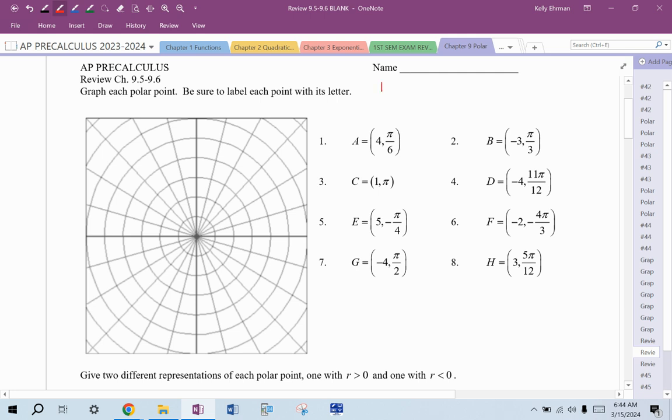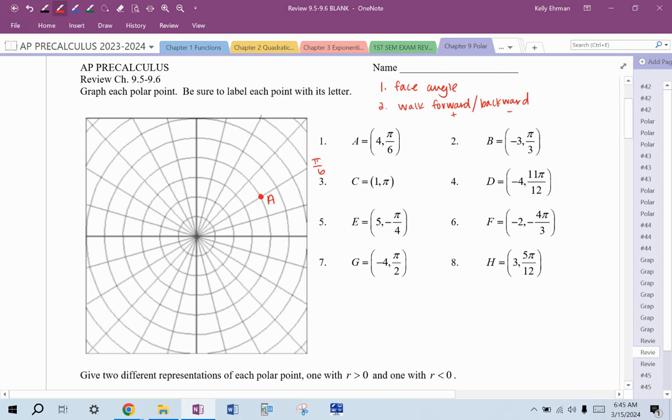So remember, the first thing you do is face the angle that you're looking at, and the second thing you do is walk forward or backward. That depends on if r is positive or negative. All right, so we face pi over 6, which is this line right here, and we walk forward 1, 2, 3, 4. We're going to label that with an A.